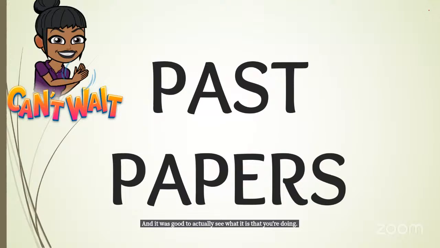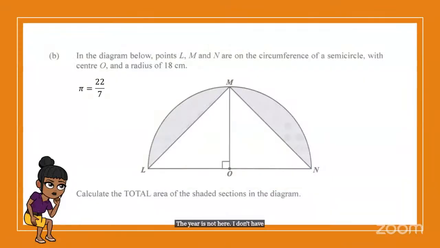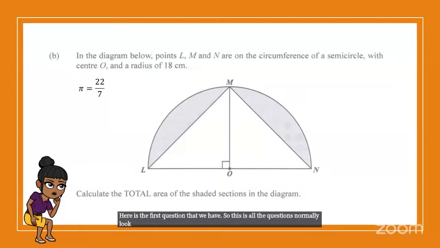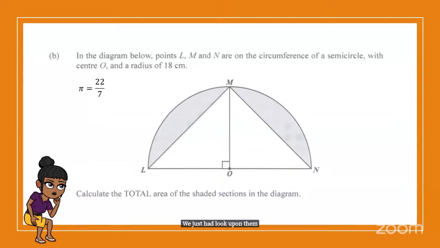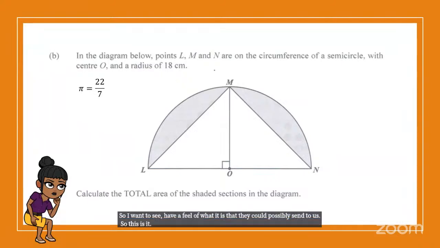All right, so here we go now. First question. The year is not here. I don't have the year on the paper, but don't worry about it. Here is the first question that we have. This is how the question normally looks. Just now we were looking at different areas in isolation. They were not combined. We just looked at them as individuals so we can really wrap our heads around it. Now we have a CSEC question, so we want to have a feel of what they could possibly send to us. So this is it.